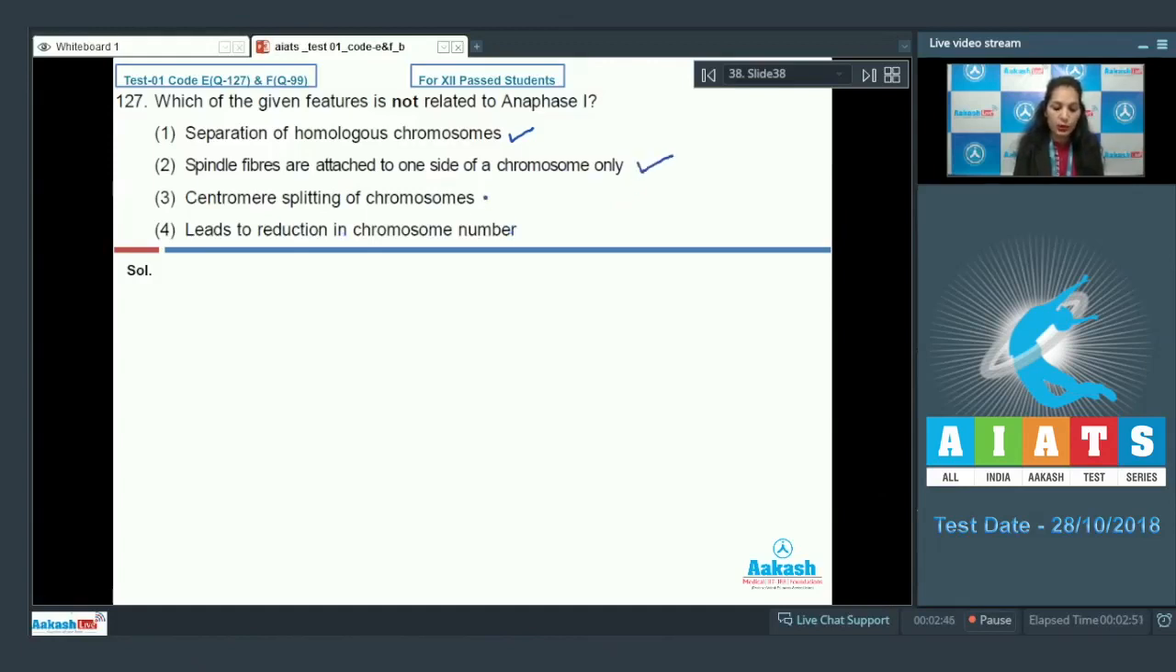Centromere splitting of chromosomes, no. Splitting of chromosomes takes place in anaphase 2, not in anaphase 1. Leads to reduction in chromosome number? Yes, it leads to reduction in chromosome number. So the correct option for the given question is option number 3. Let's move on to the next question.